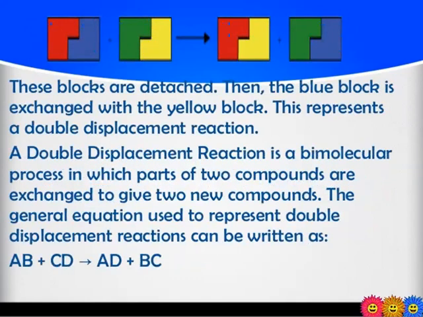When two sets of displacement occur, it is a double displacement reaction. Again, this can have the representation from the block given here. A double displacement reaction is a bimolecular process in which parts of two compounds are exchanged to give two new compounds.